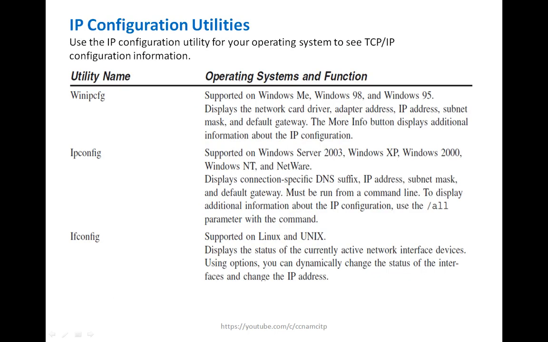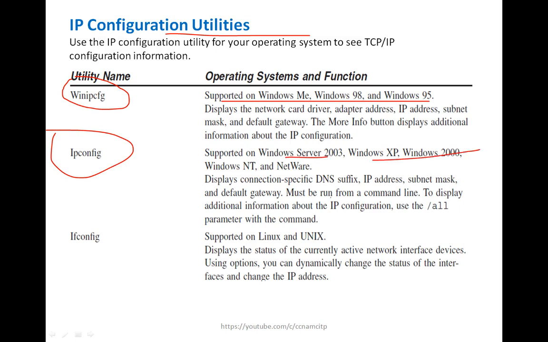Next one is, guys, IP configuration utilities. So we talk about different utilities here. For example, if we talk about WINIPCFG, it was supported in earlier operating systems like Windows 98 or Windows 95 when it came. And the next utility is ipconfig. ipconfig is supported in Windows Server 2003, XP, 2000 servers, and still it is going on. And ifconfig, this is not ipconfig, this one is ifconfig. ifconfig is supported in Linux and Unix operating systems for the connectivity check.